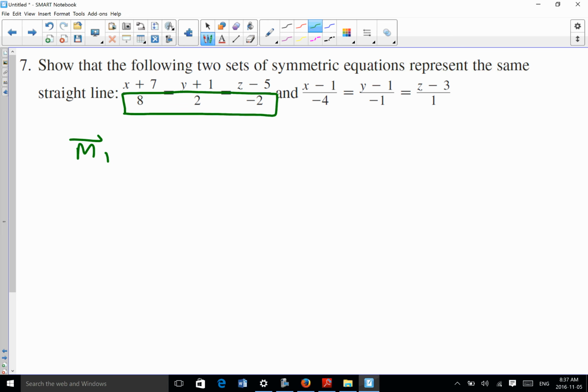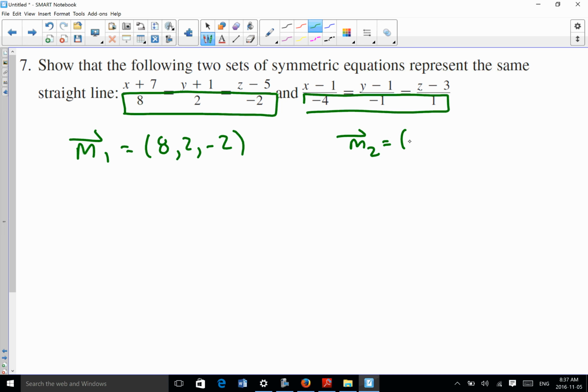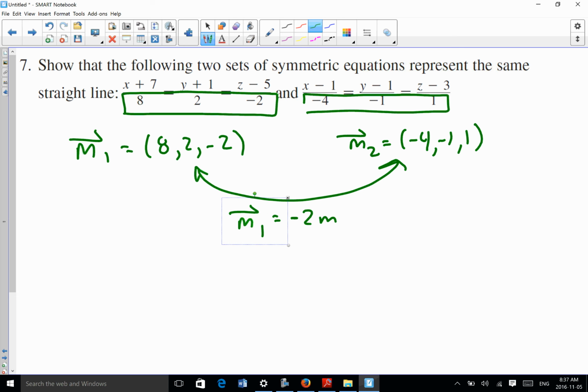So we'll call it M1 is 8, 2, negative 2. And M2's direction would be negative 4, negative 1, 1. Well, there's a scalar multiple between these two. I hope you would agree that M1 is actually negative 2 times M2. Right? Since they're scalar multiples, they point in the same direction, that means they are parallel to each other, at least parallel. Our question wants us to prove they're actually the same line.